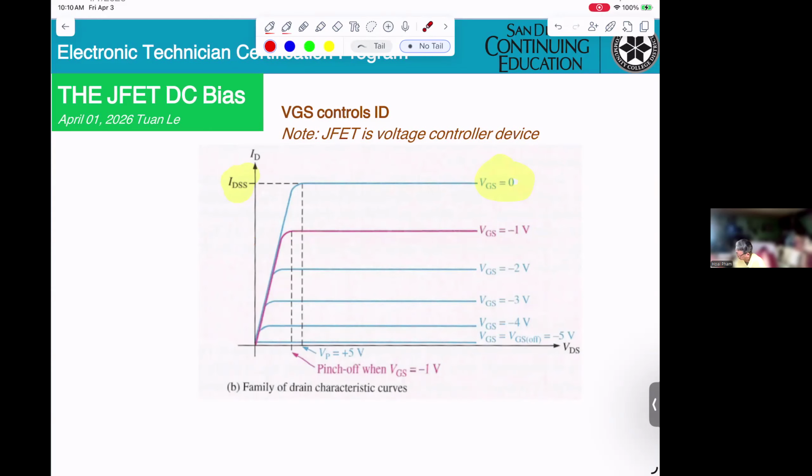Pinch-off happens when VGS equals minus 1 volt. That is VP, the voltage at that point, where ID equals IDSS.